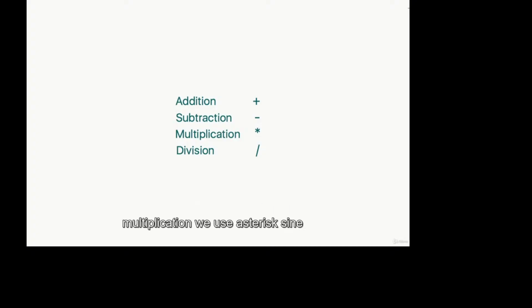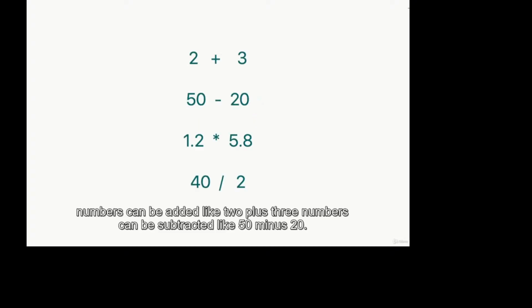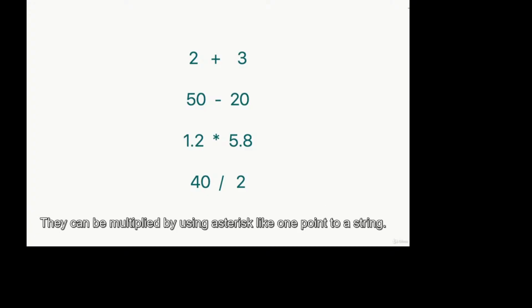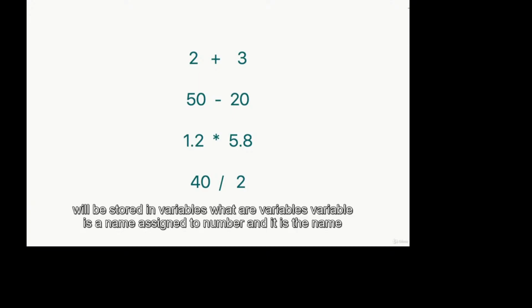All operations like addition, subtraction, multiplication and division can be performed on numbers. For multiplication we use asterisk sign. Numbers can be added like 2 plus 3. Numbers can be subtracted like 50 minus 20. They can be multiplied by using asterisk like 1.2 asterisk 5.8. And numbers can be divided as 40 divided by 2. And result of all these expressions will be stored in variables.